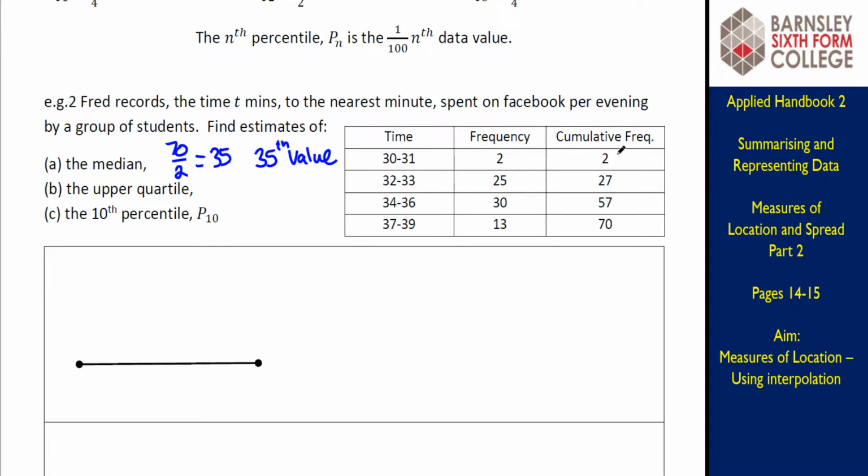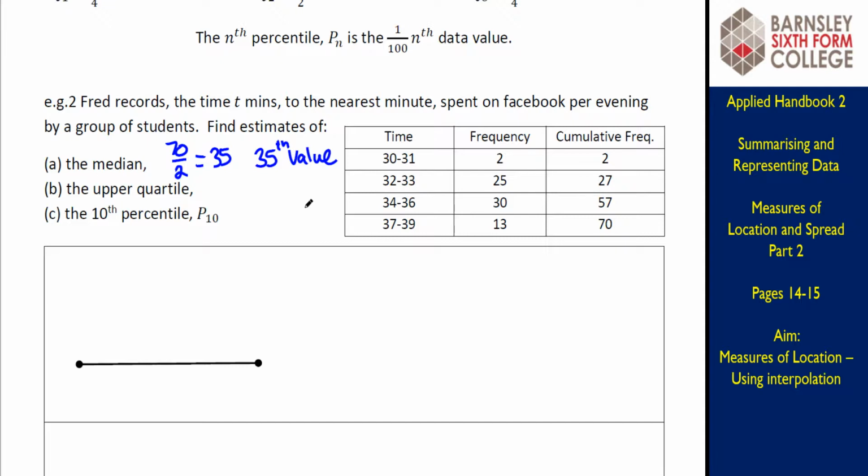So I know the 35th value is not going to be in the first row here. It's not going to be in the second row either, because that only takes up to 27 values overall. I'm looking for the 35th, so it's not going to be in either of the first two rows. It's going to be in this third row, so it's going to be between 34 and 36.